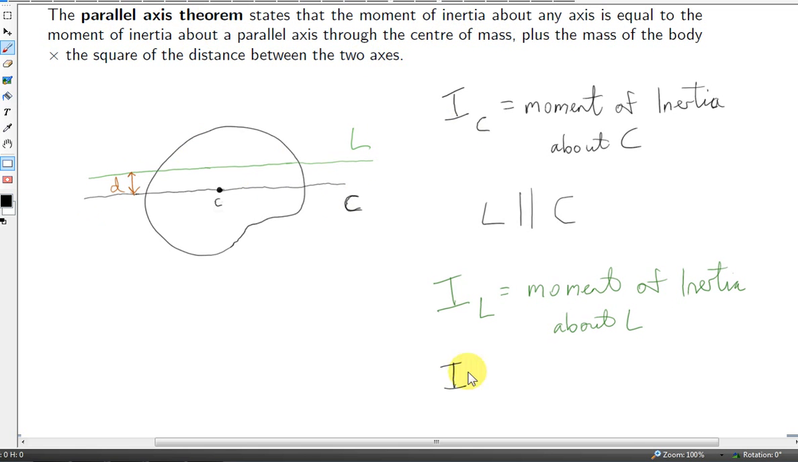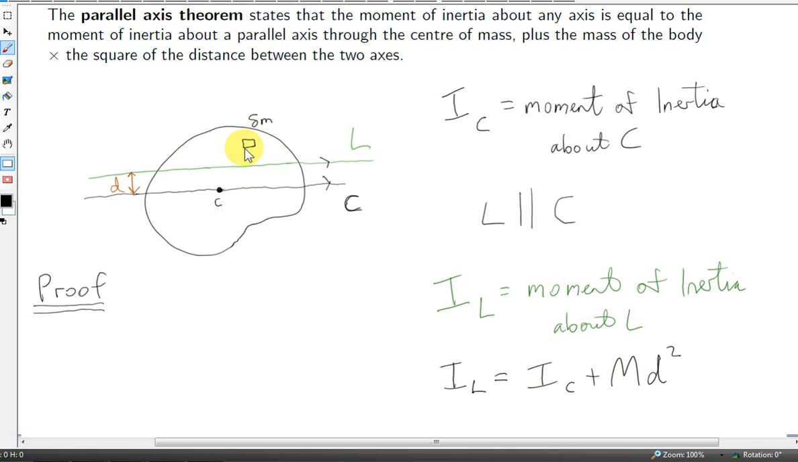So let's see what this says. The moment of inertia of the body about any axis, let's say this axis L, is equal to the moment of inertia about a parallel axis through the center of mass. Well, that's just I sub c, plus the mass of the body. Let's suppose the mass of the body is big M, times the square of the distance between them. Let the distance between them be d.